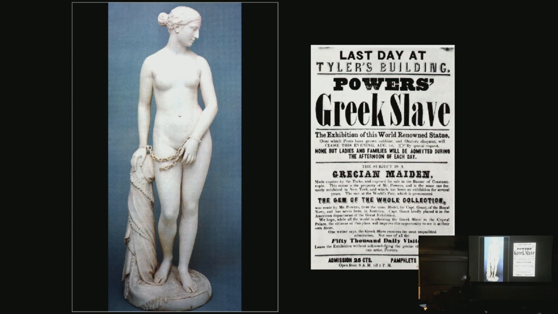So when he pitches this, imagine the controversy. Had it been a black person on an auction block, for crying out loud, it would have been something entirely different. But he puts a white woman on an auction block, chained up, and makes you think, as he puts it, the subject is a Grecian maiden made captive by Turks and exposed for sale in the bazaar of Constantinople. You know, all this exoticism. People are okay with it. Oh, that's what it is. This is a bad thing. You're not supposed to treat women this way. We're on board with that, right?